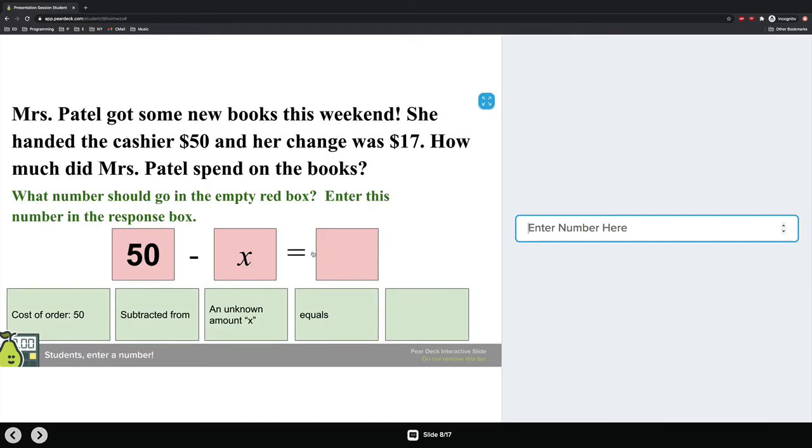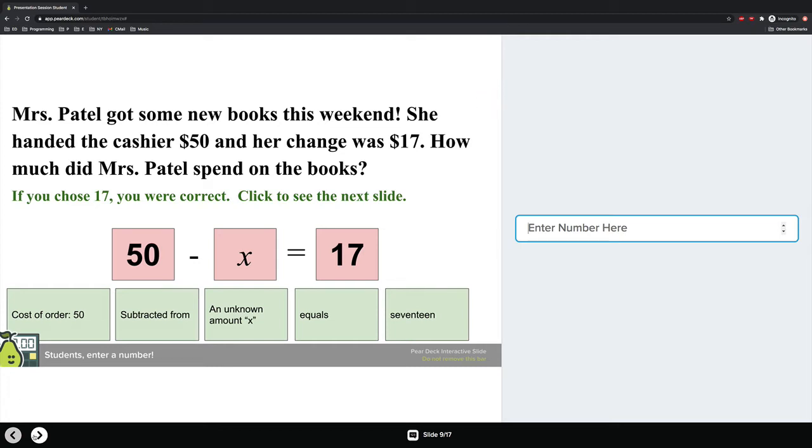So here again, instead of dragging the numbers this time, it says what number should go in the empty red box. Enter this number in the response box. So here it equals 50 minus 17. Up here we know her change was 17, so we would put 17 here. Click next. And here it says if you chose 17 you were correct, so that's great. Click to see the next slide.